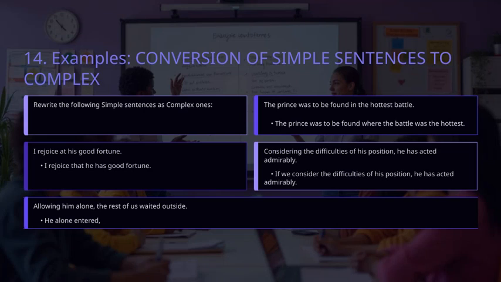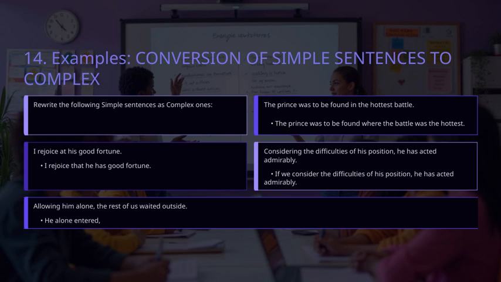Let's look at some examples of how we can convert simple sentences into more complex ones. The key idea here is to add more detail or context, which often makes our sentences richer and more informative. For instance, take the sentence, "I rejoice at his good fortune." We can turn this into a complex sentence by saying, "I rejoice that he has good fortune." Notice how we've added a clause starting with "that" to explain the reason for my rejoicing.